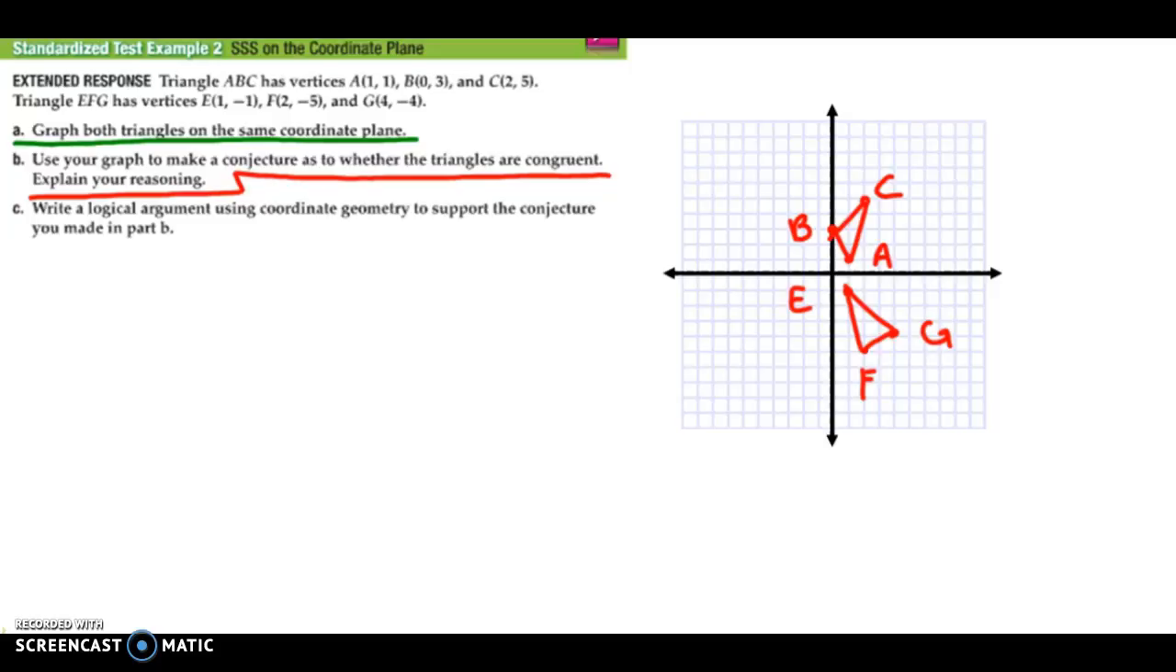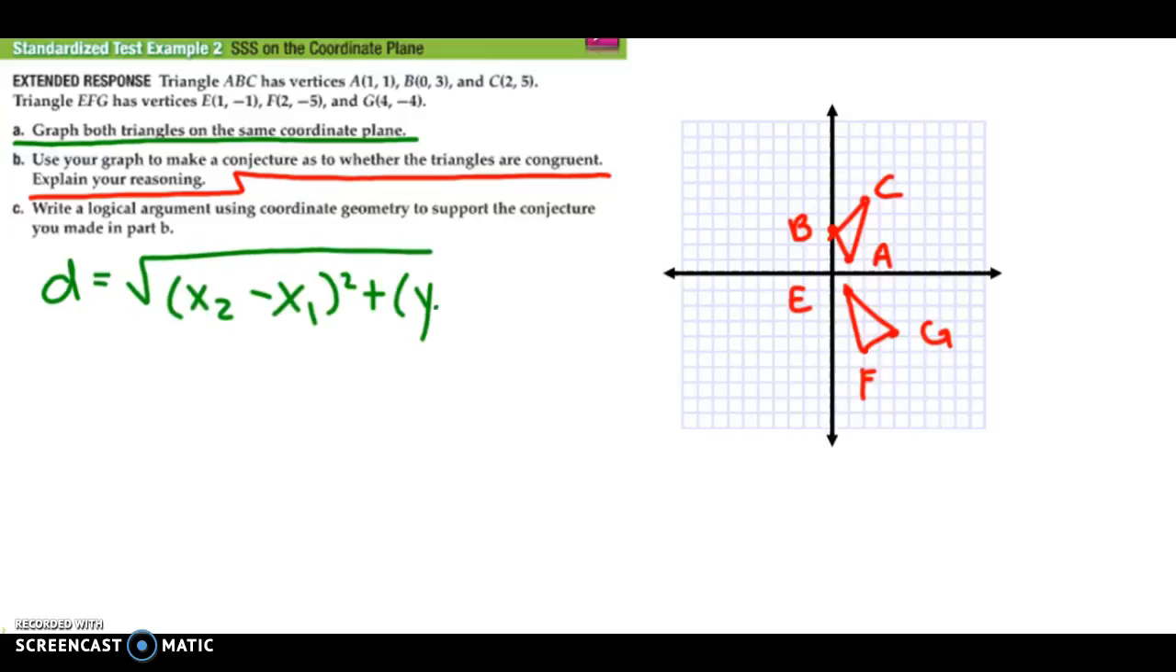So what I'm going to do is I'm going to say, alright, let's go back to the distance formula. And let's find all three sides of my triangle. So the distance formula, remember, is the square root of x2 minus x1 quantity squared plus y2 minus y1 quantity squared. So let's first look at AB.